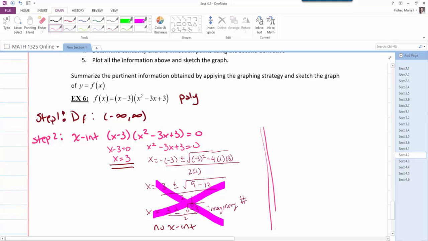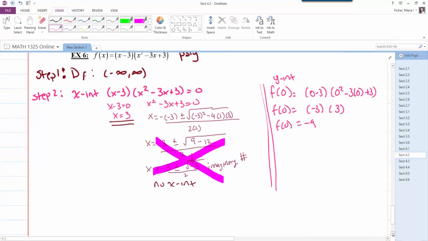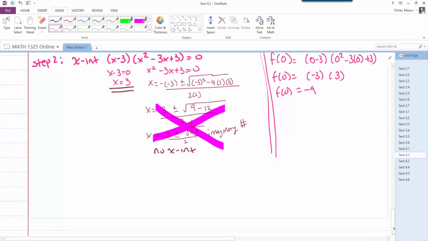My y-intercept, you find a y-intercept by finding f of 0. So 0 minus 3 times 0 squared minus 3 times 0 plus 3. So here f of 0 is going to be negative 3 times 3, or negative 9. So my y-intercept is going to be at 0, negative 9. So step 1, find the domain. Step 2, find the x and y intercept. Step 3, determine your intervals of increasing and decreasing.